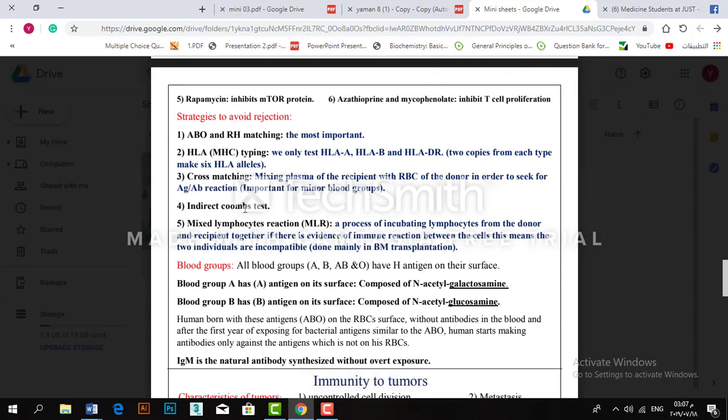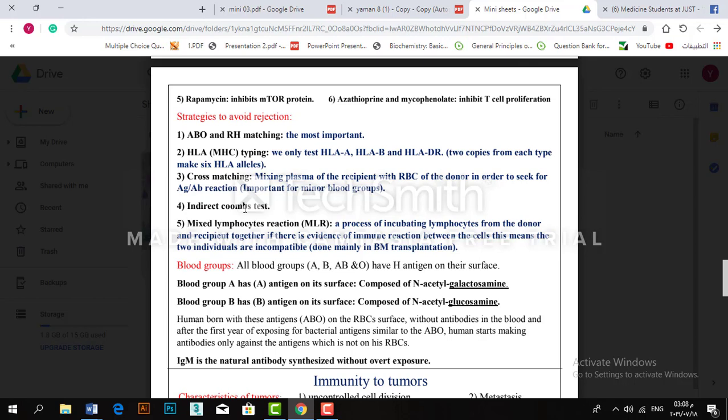Now, strategies to avoid rejection. In order to have a successful transplantation, we have to follow some strategies to avoid any rejection of the transplanted organ. First we have to check the ABO system and Rh matching, which is the most important in case of blood transfusion. HLA typing or MHC typing: we just test HLA-A, HLA-B, and DR. Two copies from each type make 6 HLA elements. Okay, we check for cross matching.